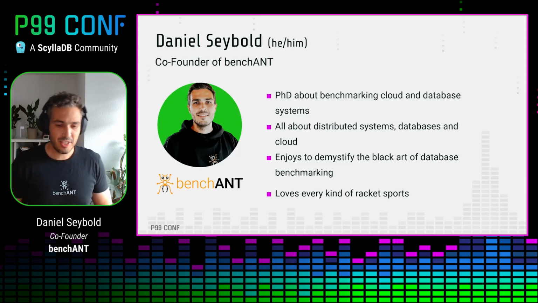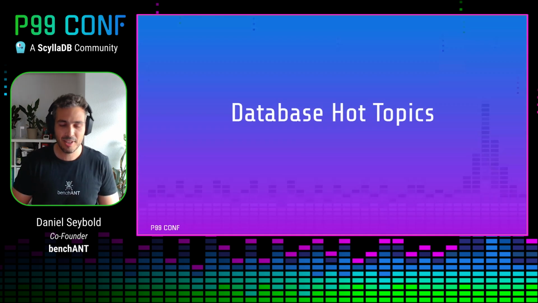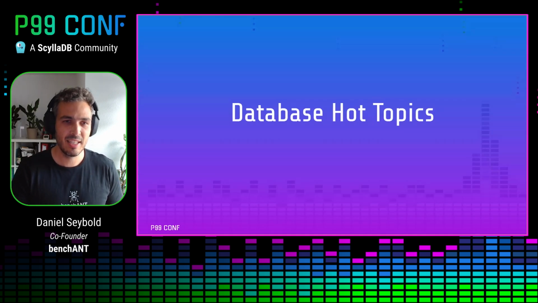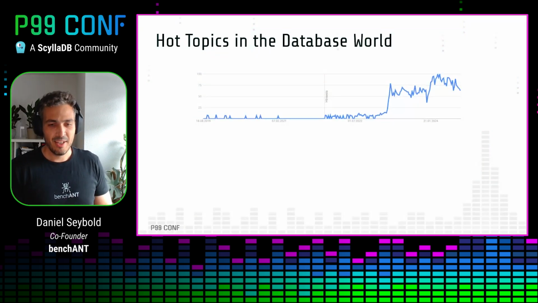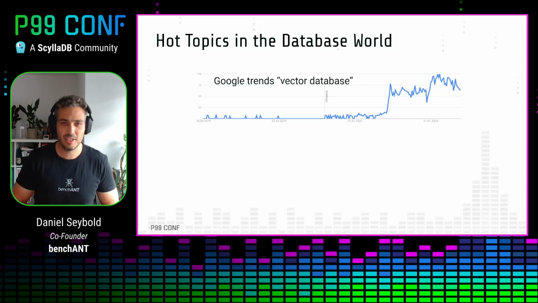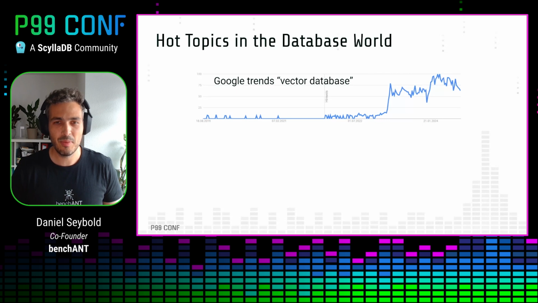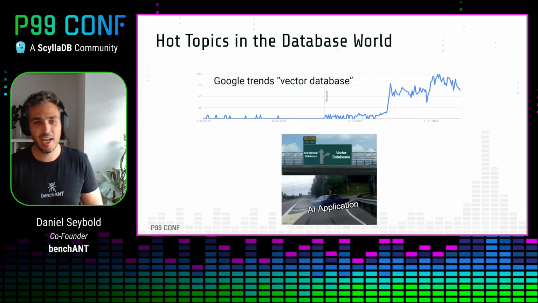So let's actually start with the technical stuff. As a starting point, let's have a look at one of the hot topics in the database world these days. Here we can see a Google Trends chart for the term vector database. And it's obvious that over the last 2 years, this type of database got tremendous attention, of course, driven by the AI hype.